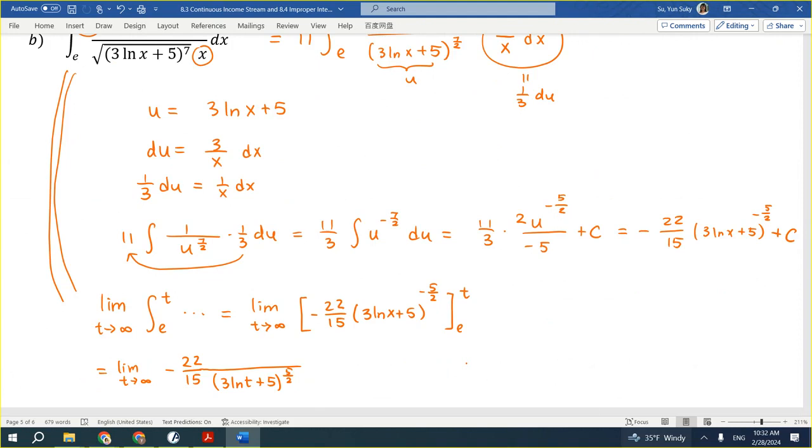And now we plug in e. So, and then we have 3 ln e plus 5 to the 5 half.